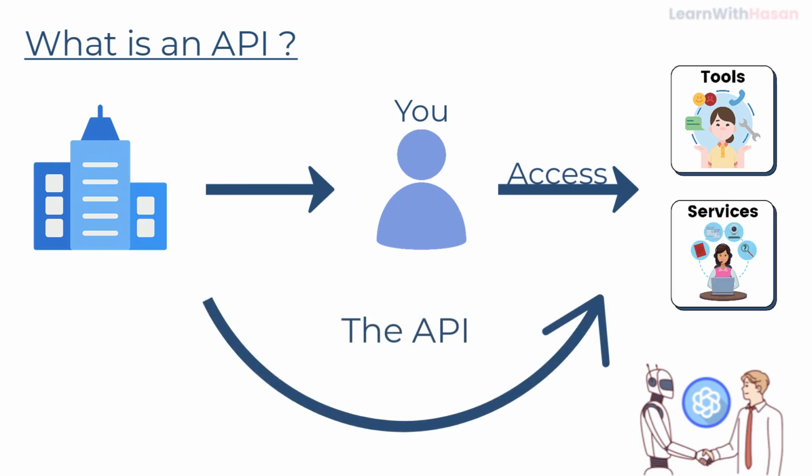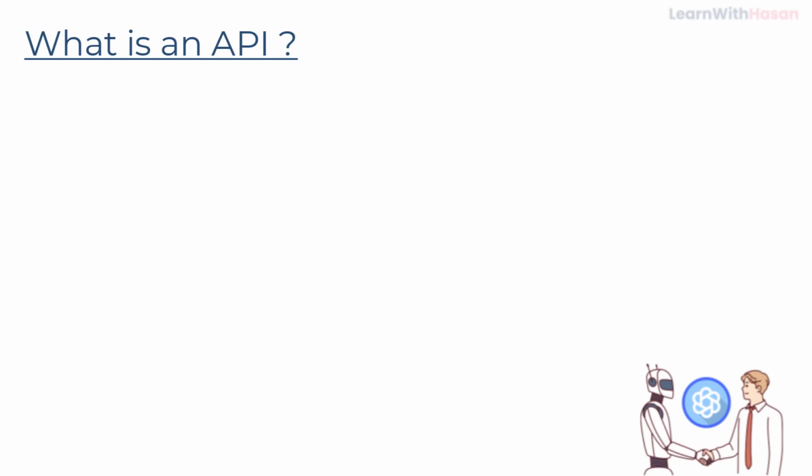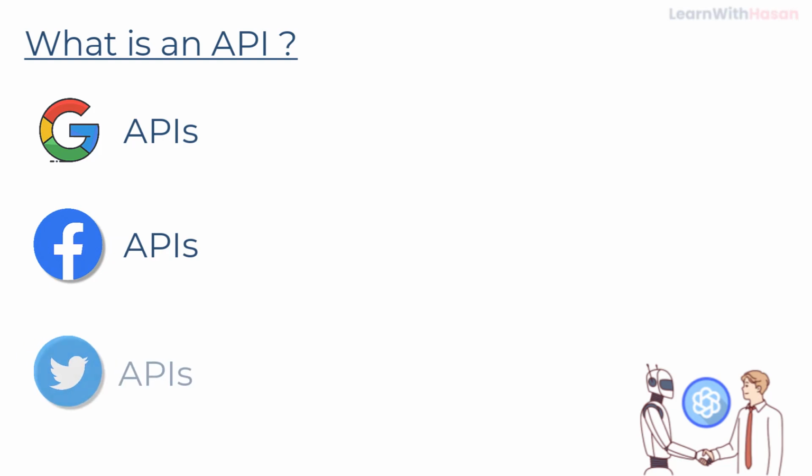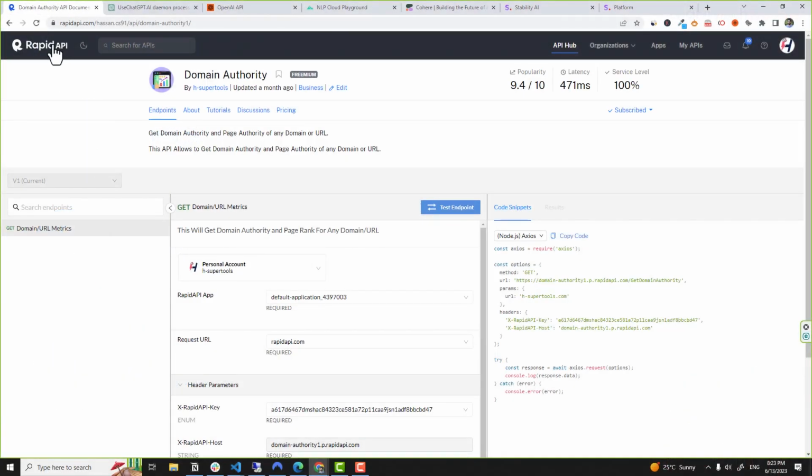The same concept applies to Google. We have Google APIs, so we can do maybe Google search with the API. We have Facebook APIs, we have Twitter APIs, we have a lot of APIs. If you go here to Rapid API, it's an API marketplace. We talked about it in our other course, how to build and sell APIs. For example, this API here I am selling on Rapid API. So you can connect with this API to get or to achieve a specific task from your scripts and codes.